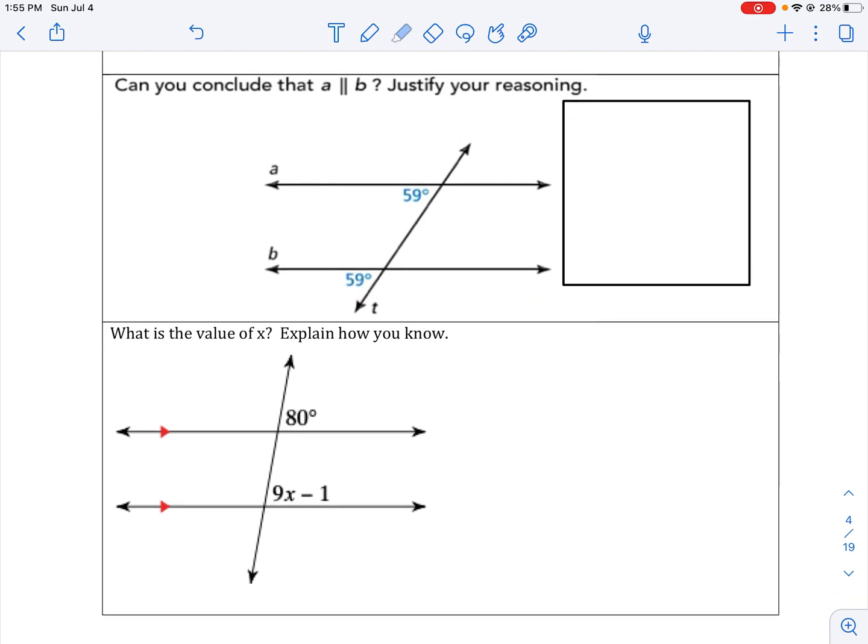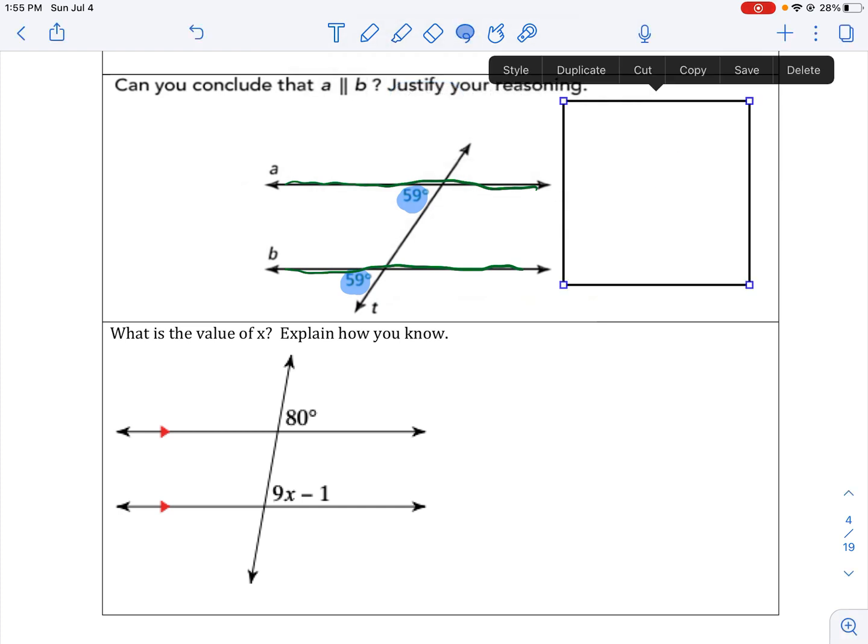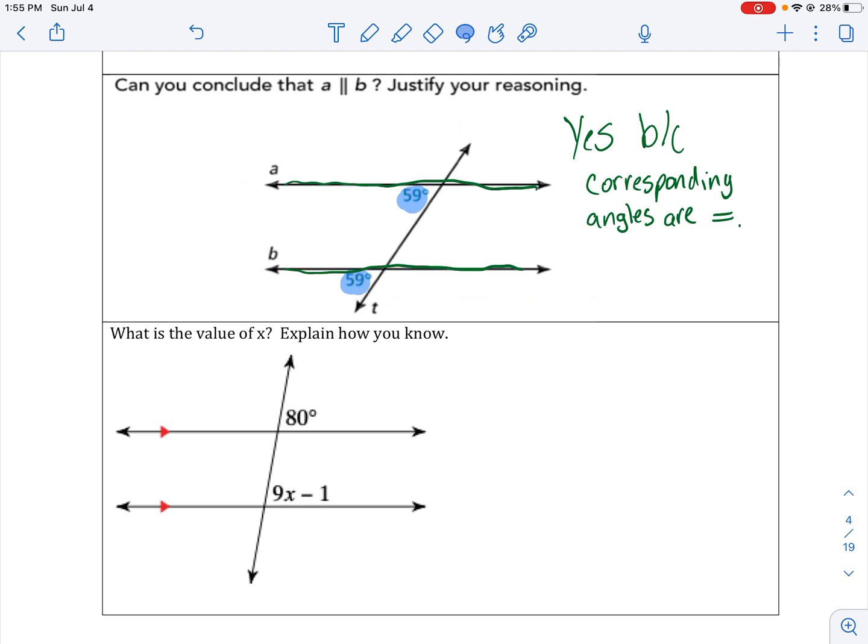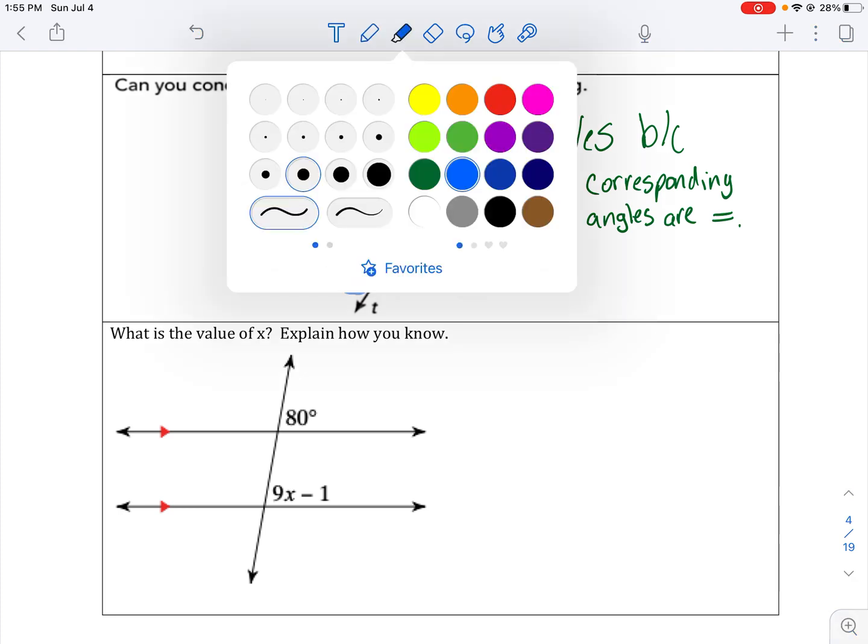So let's look here. Can we conclude that line A is parallel to line B with what we have? Well, these are corresponding angles, and they are equal in measure, making them congruent. So, yes, we can justify that A is parallel to B because corresponding angles are equal. So those angles are congruent. That is why.